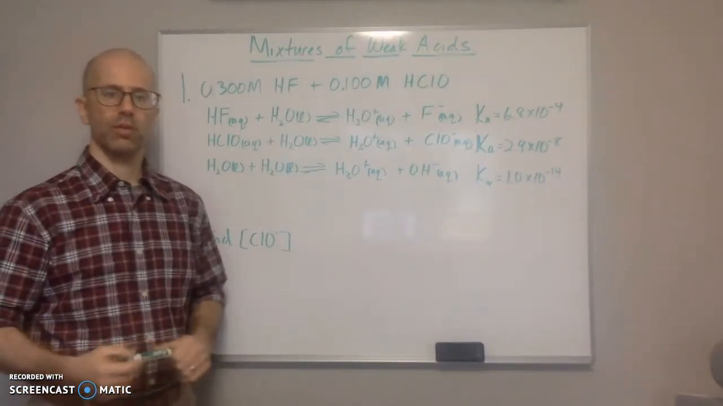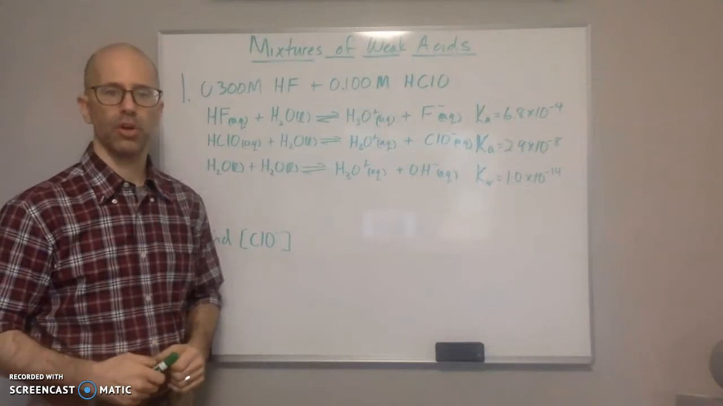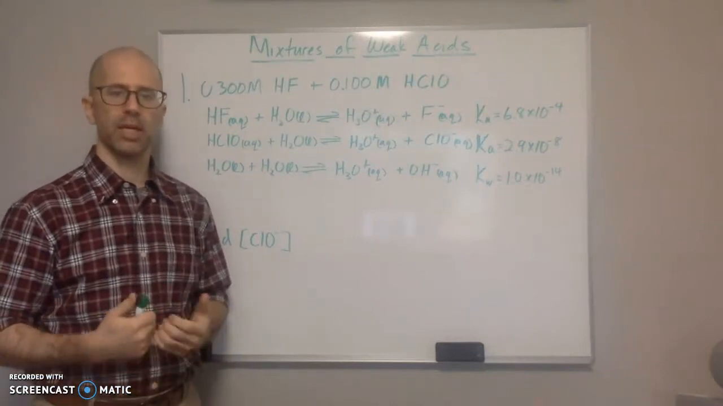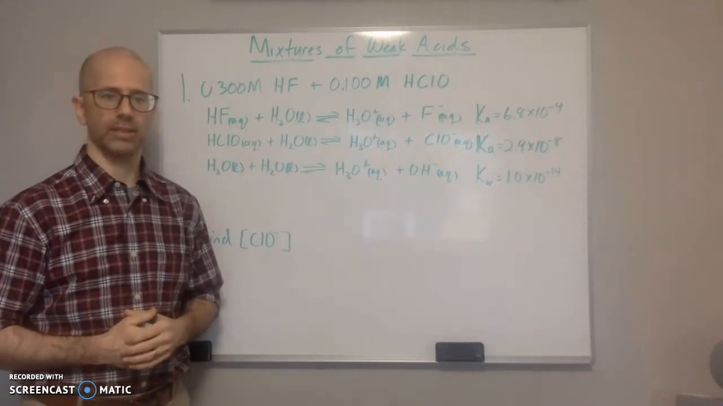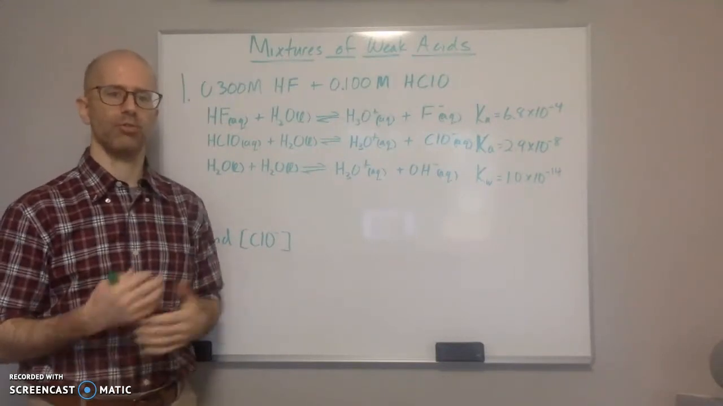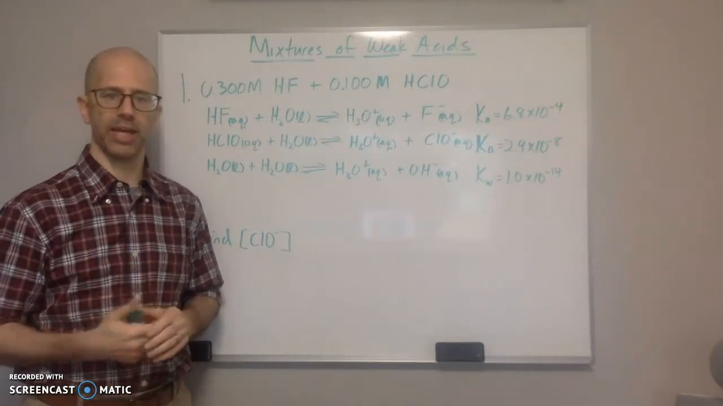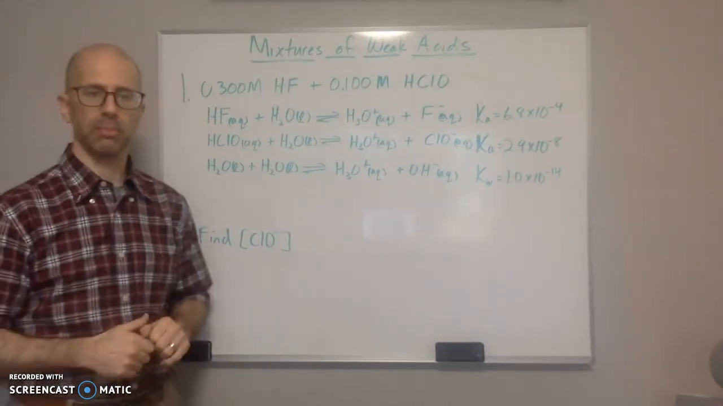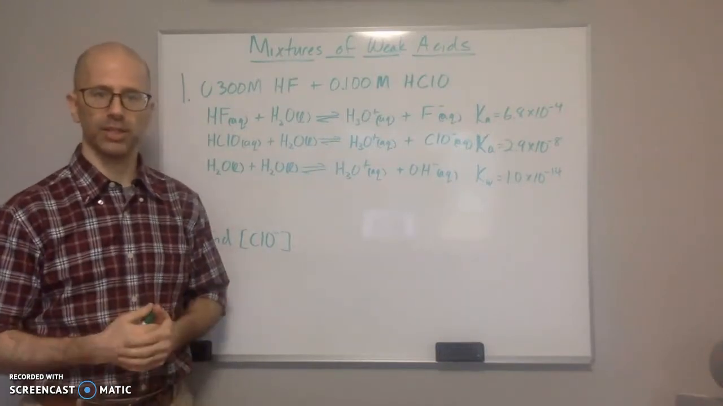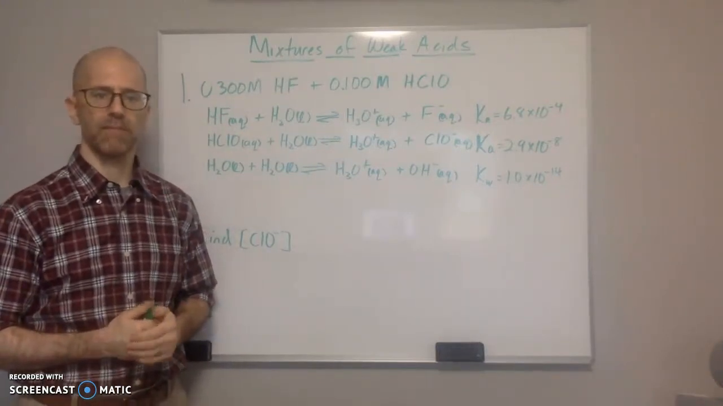My name is Mr. Cobalt, and in this video I'm going to be showing you how to find the pH of mixtures of weak acids. So what do you do when you have two weak acids mixed together with different Ka's, different concentrations? How do you determine the pH or the H plus concentration of such a mixture?